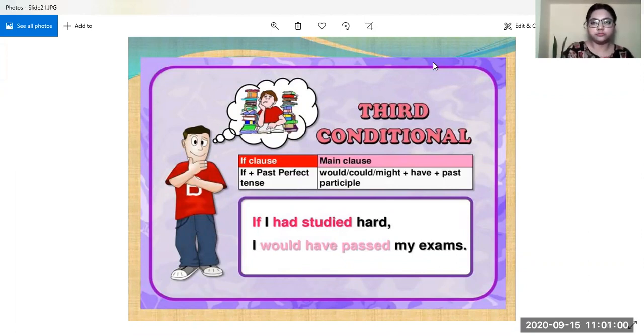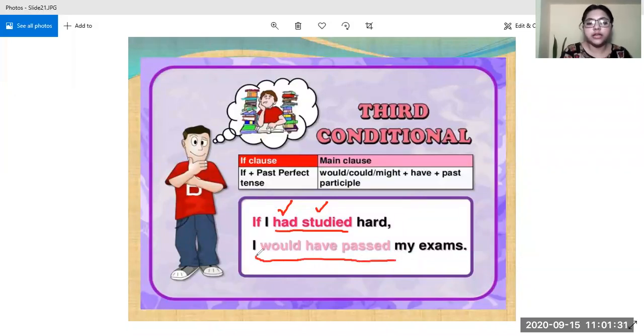Now, if I had studied hard, see, this is the past perfect because it has a had verb and the past participle. So when has, have, had is combined with the past participle, it becomes a perfect tense. And when we use had and not has and have, then we have a past perfect tense. So this is in past perfect. And the next part of the sentence, I would have passed my exam.